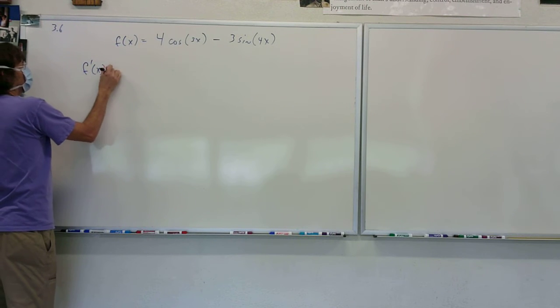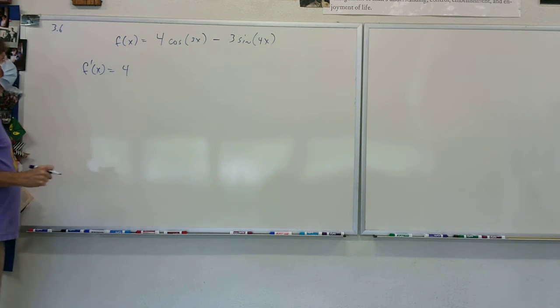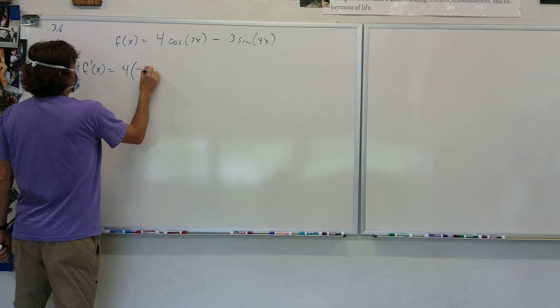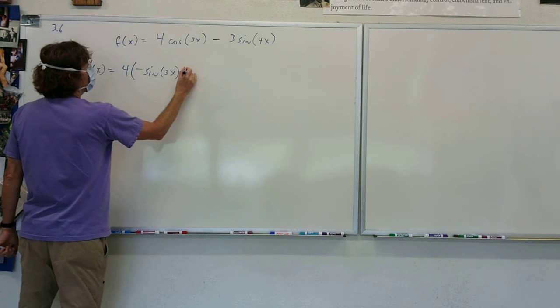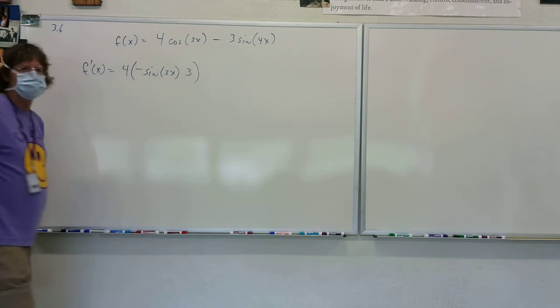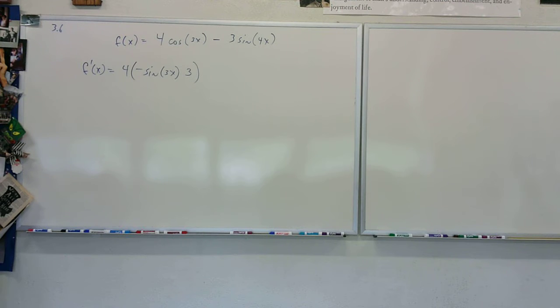So, here we go. F prime of x equals, write down the 4. And what is the derivative of cosine u? The derivative of cosine u is negative sine u. And then what do you have to put out there on the end? du. The 3. And that's what everyone forgets.